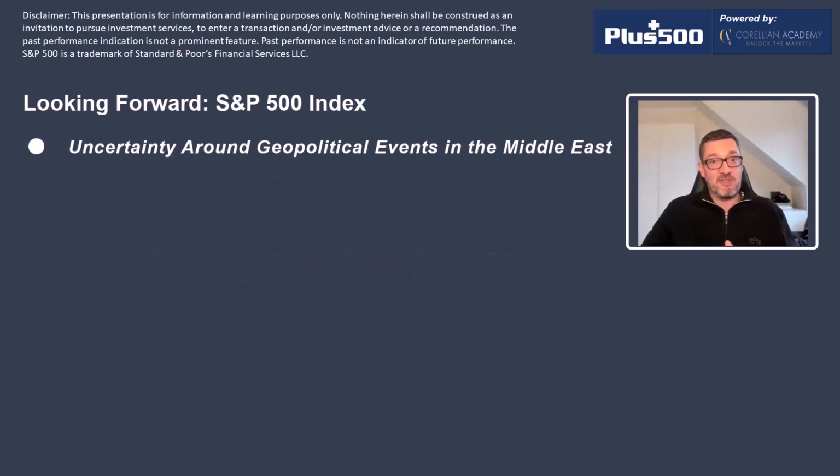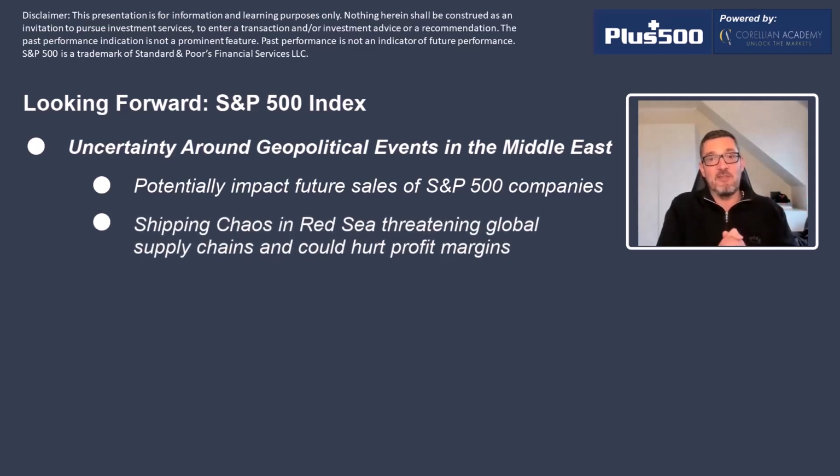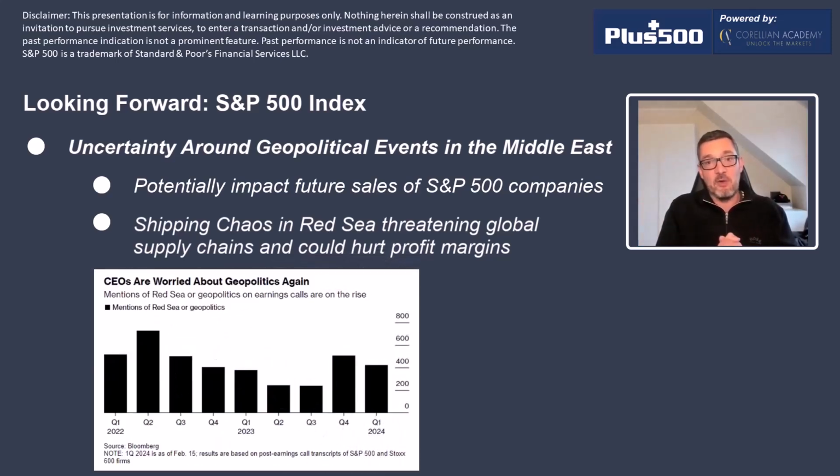The second thing to think about is the uncertainty being created by geopolitical events in the Middle East, which could impact future sales revenue of S&P 500 companies, and the shipping chaos being created in the Red Sea, which is threatening global supply chains, which could hurt profit margins. Bloomberg recently reported, and you can see that on screen, that the number of CEOs referencing these issues in their earnings call so far in the first 2 months of 2024 is on the rise.